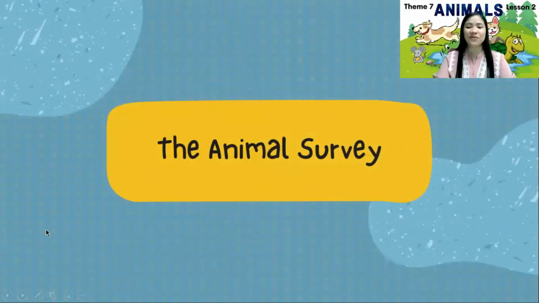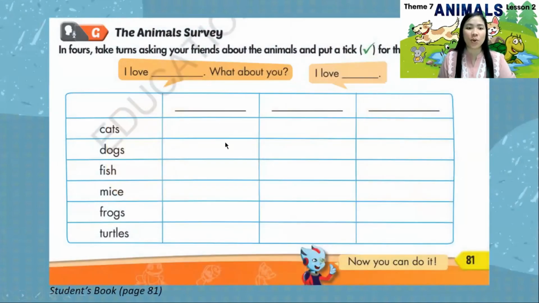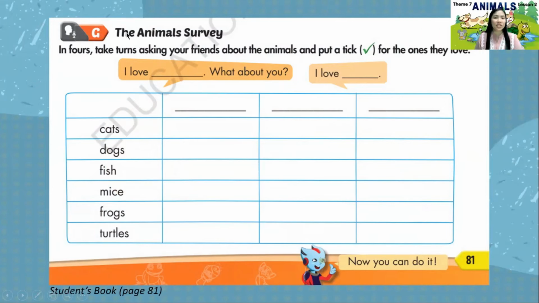The animal survey. On the last part of your student's book, we have this activity, letter G, the animal survey. You can ask your family members or your friends, take turns asking your friends about the animals and put a tick for the ones they love. Since you are at home, you can ask your dad, your mom, your siblings, your cousins, your auntie, your uncle, your grandpa, or grandma.